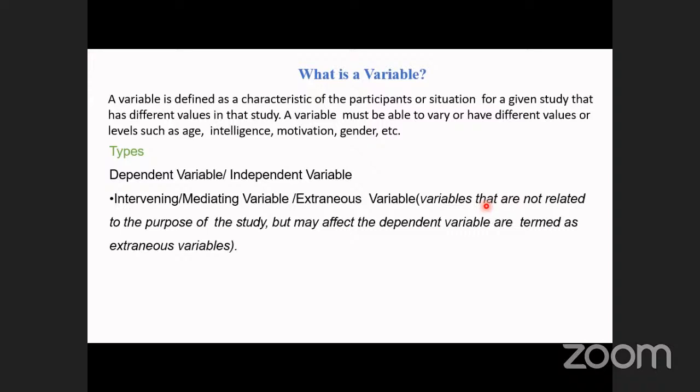Now, looking at that, in a research study we most often have two key variables, which are known as the dependent and independent variable. The dependent variable is the outcome variable, the variable that we intend to see how it changes because of the changes we're making to the independent variable.